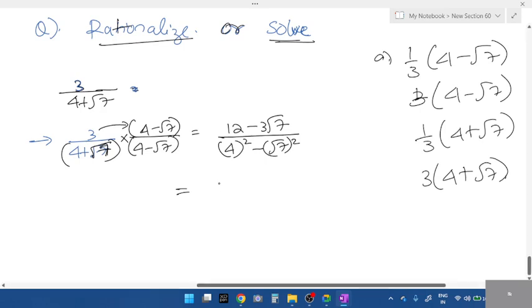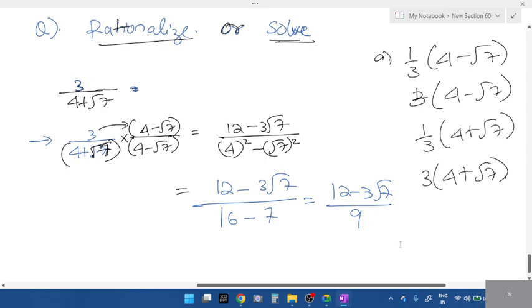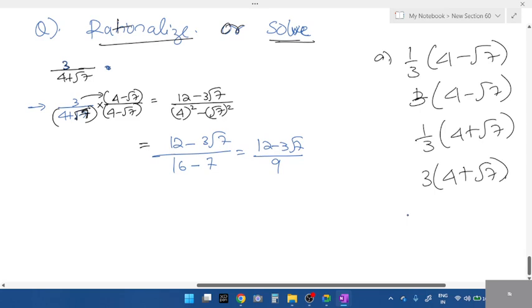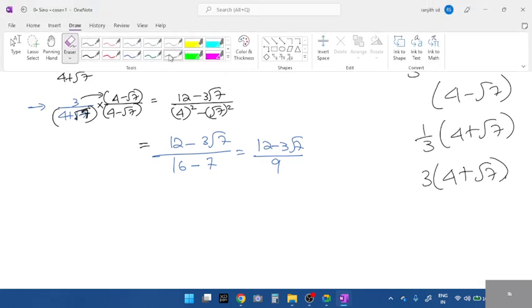Yeah, what's the value, students? 12 minus 3 root 7. Denominator, what do you get? So 12 minus 3 root 7 and the denominator, what is 16 minus 7? 9. Is there any such option? Do you have any such option, students? So what do you do? 1 by 3 is given. Everywhere there is 1 by 3. How do you solve?